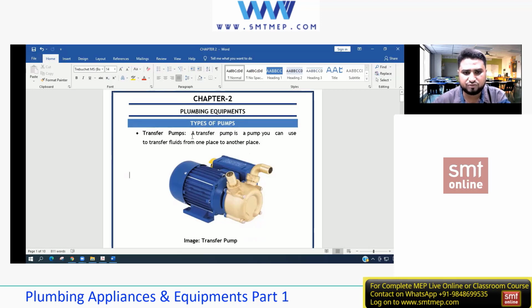So the very first and most common pump we are about to read about is nothing but a transfer pump. Now, what exactly is a transfer pump? In short, a transfer pump can be any kind of pump. The main purpose of a transfer pump is to pump water from one place to another, or I can say from one tank to another. In short, from one place to another. Yes or no? That is what a transfer pump is. It's transferring some fluid from one place to another.